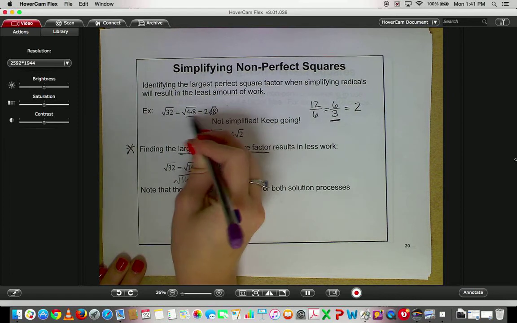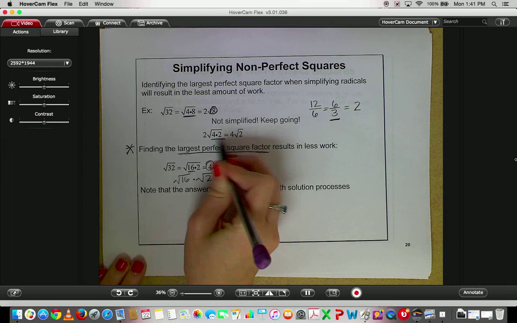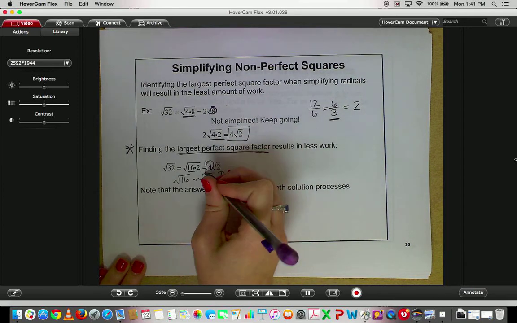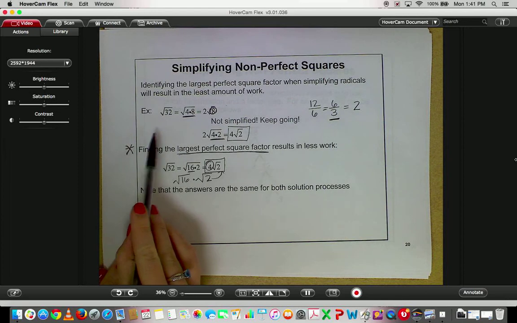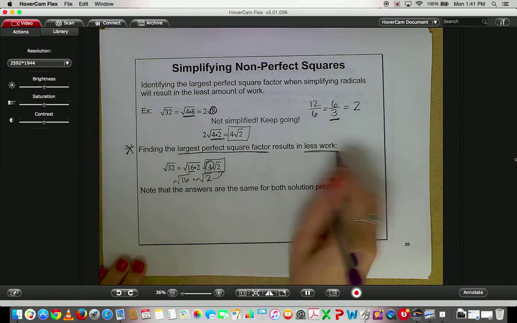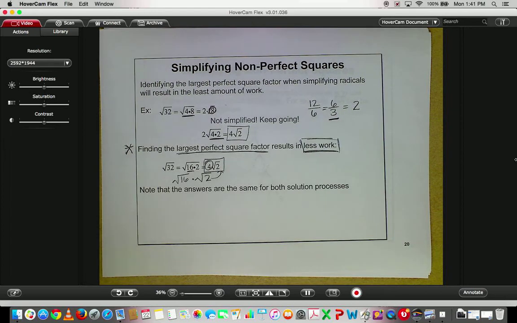They simplified, but 8 can still be simplified, so they had to simplify again. Okay, they got the same answers, but this one has an extra step, whereas this one you were able to solve with just one step. So if you pull out the largest perfect square factor, you have less work, and every single one of y'all are lazy, so you know you want less work.